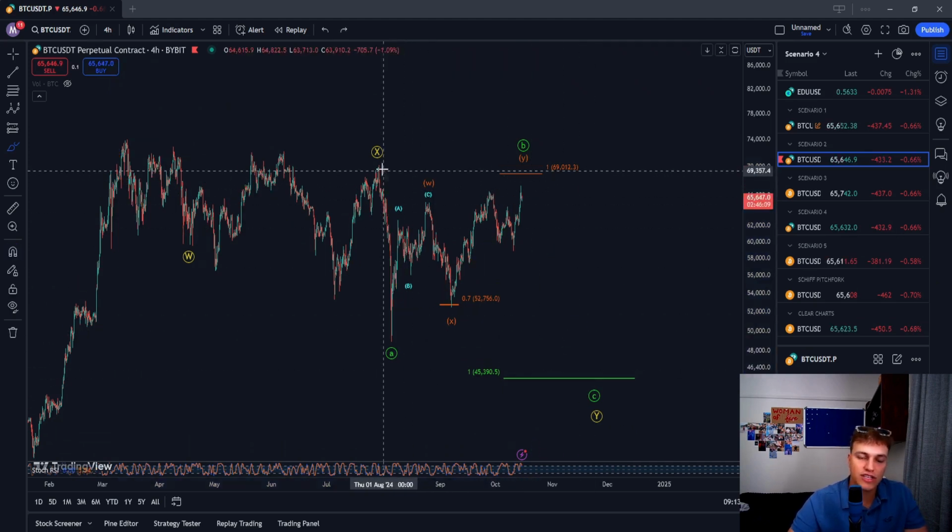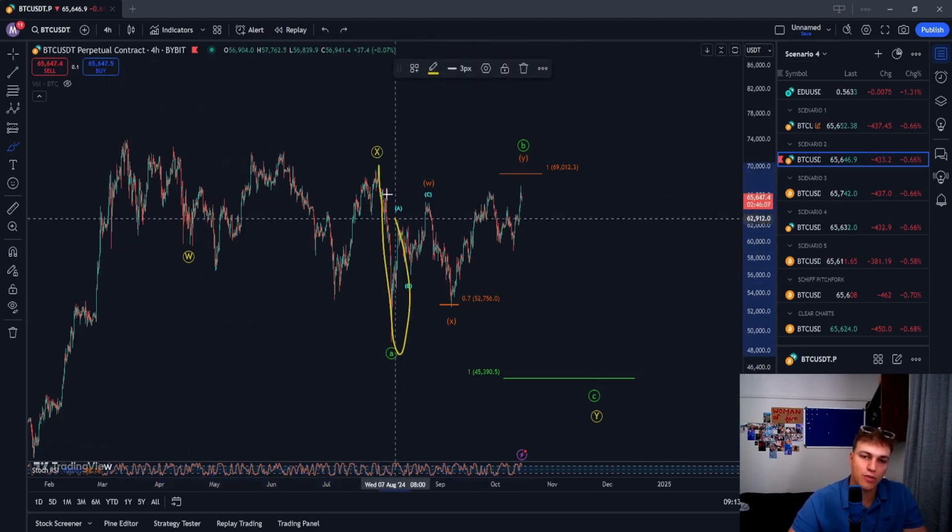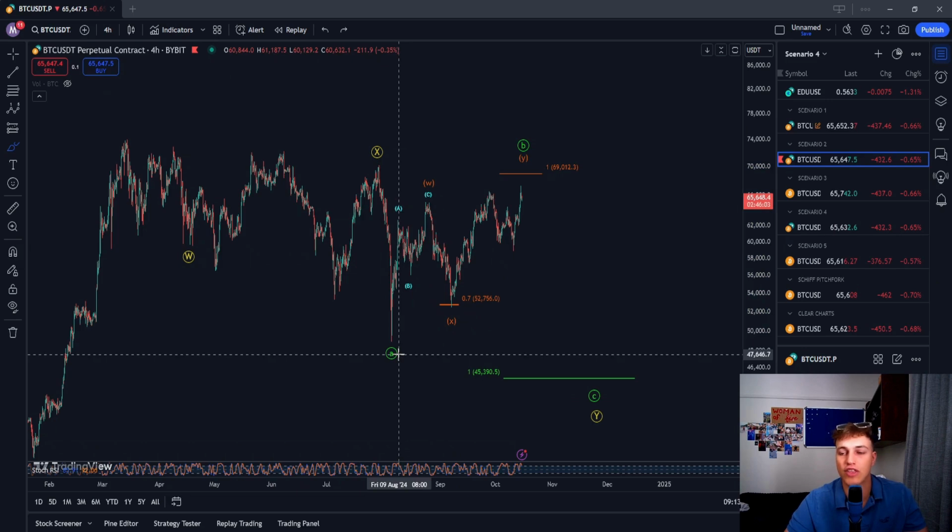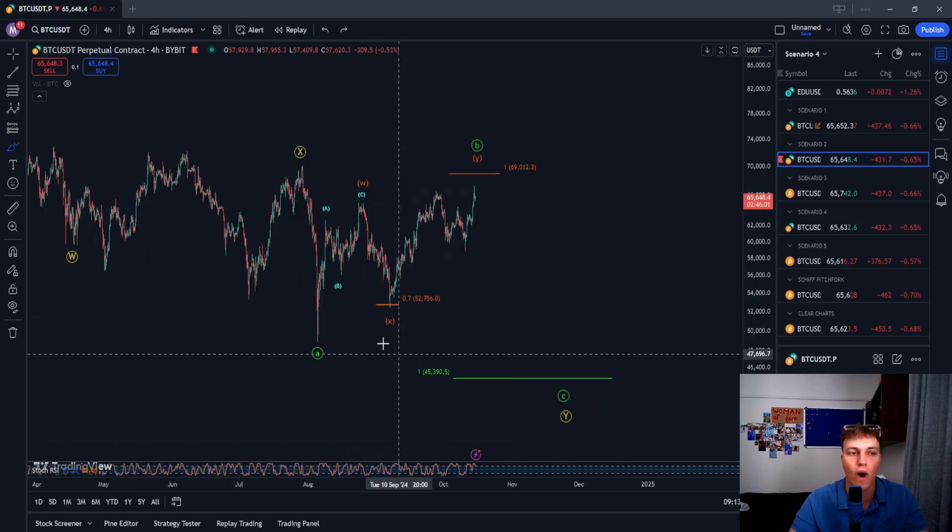So this would be the entire three-wave structure. This would be very, very short in time. So that is the only issue with scenario 1.